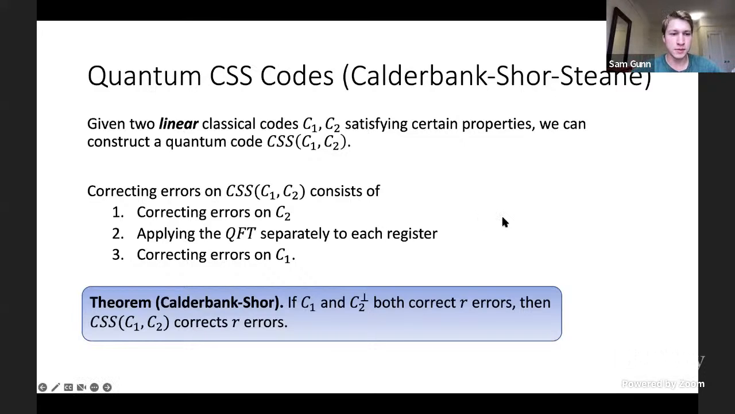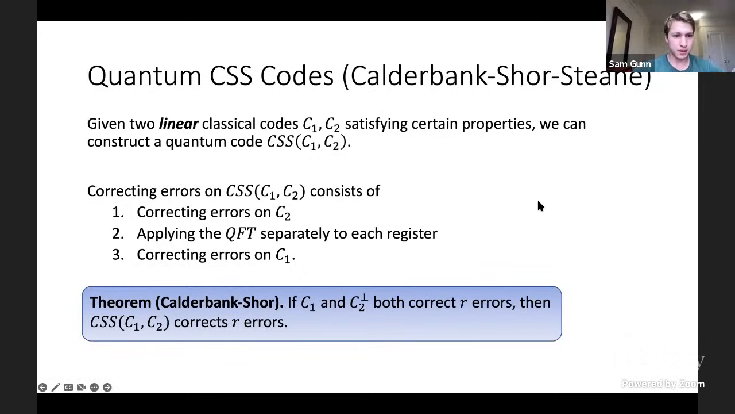Okay, so the important thing about CSS codes that we need is that correcting errors is a very simple operation that goes as follows. First, you correct errors on one of the codes, and then you apply the quantum Fourier transform separately to each register, and then you correct errors on the other code. So there will be regular standard basis errors on one code, and then phase errors in the other code, and the QFT will let you go between them so you can correct both.